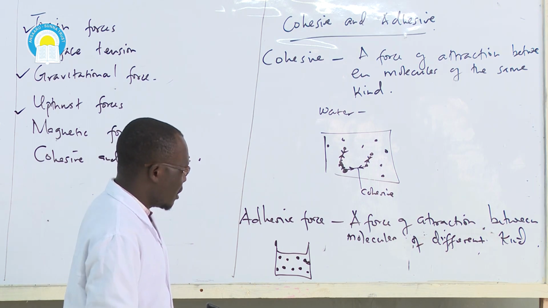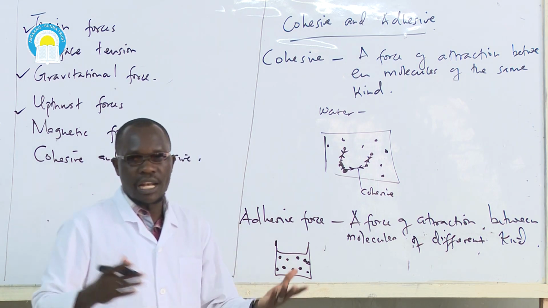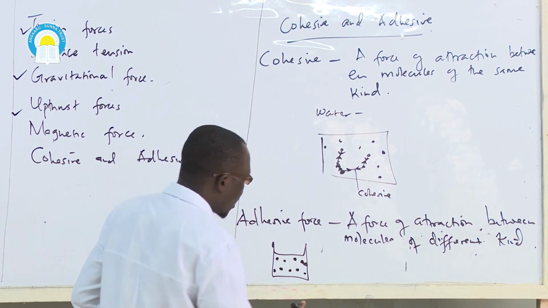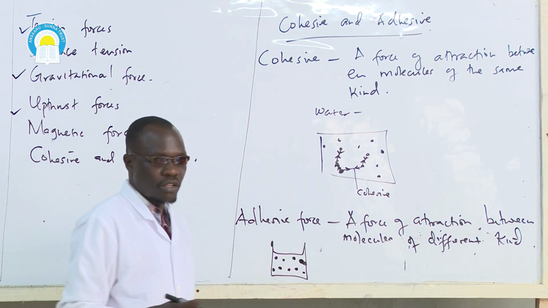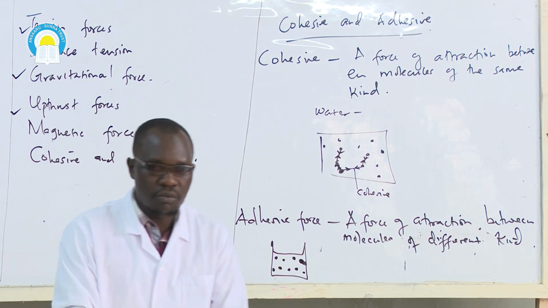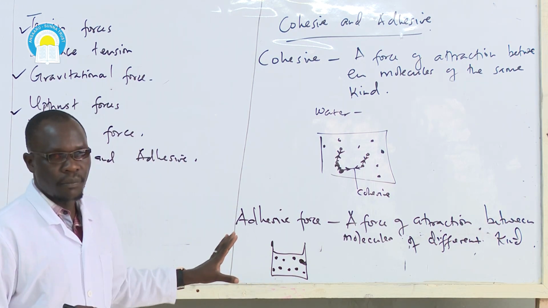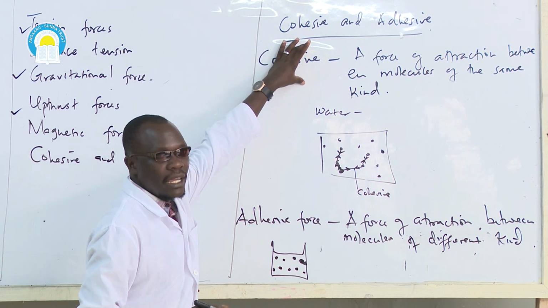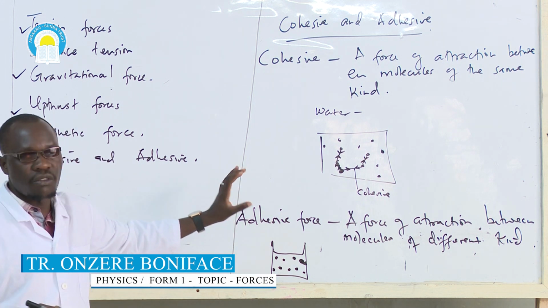And that tells us that these forces of attraction are the ones which will cause a liquid to be on a certain surface. For a liquid to be on a certain surface, the molecules of that liquid must be attracted to the molecules of the surface. And the force attracting these molecules together is a force we are calling adhesive force. So cohesive force is a force of attraction between molecules of the same kind. Adhesive forces are forces of attraction between molecules of different kind.